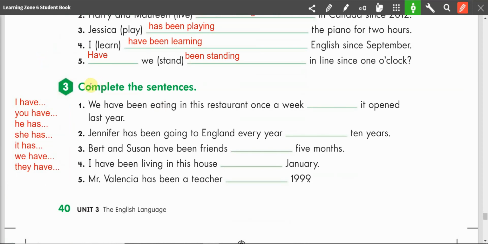All right, so this says to complete the sentences. So number 1, we have been eating in this restaurant once a week, blank, it opened last year. All right, so we have been eating is the verb, so we need to focus on the time. Is this a quantity or is this a point? It opened last year is a point in time, so we need to use since. There you go.